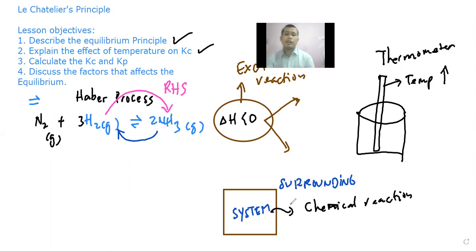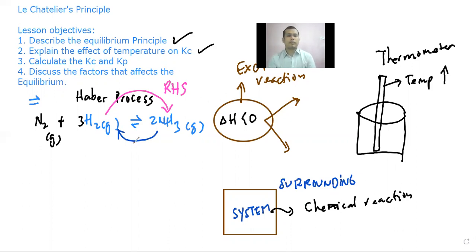The boundary of the surroundings is anything greater than 1 nanometer away from the system. There is an interface between the system and surrounding, and you need to be able to check which one is the system and which one is the surrounding. Anything beyond the nitrogen and hydrogen is called surrounding.